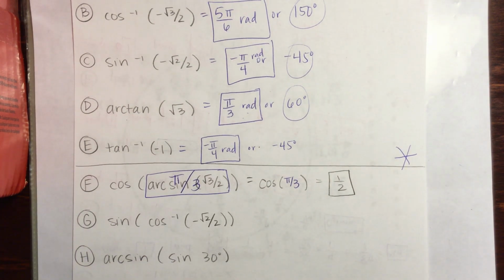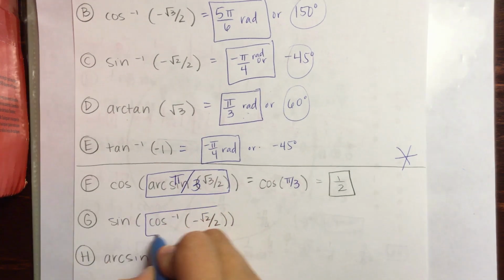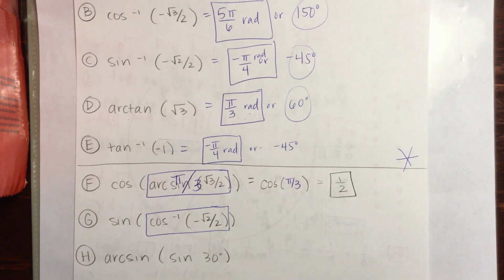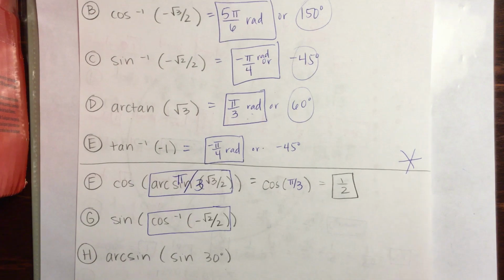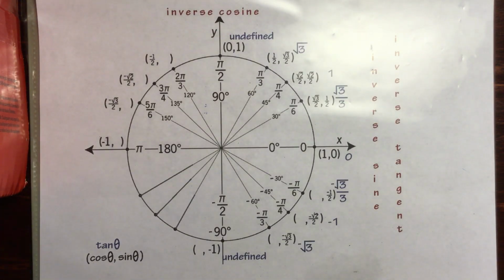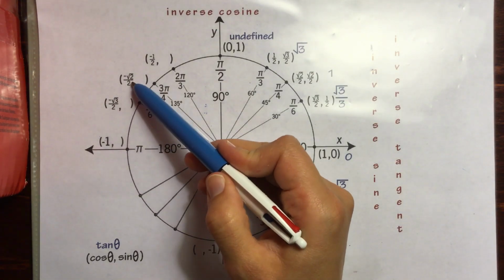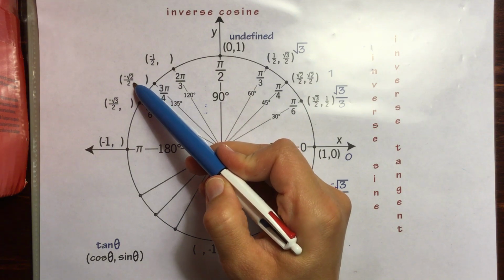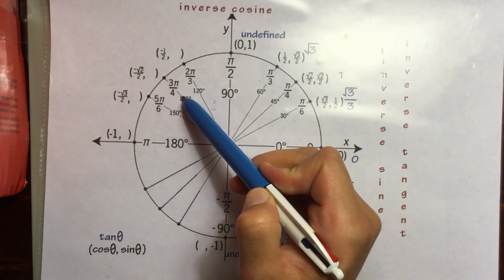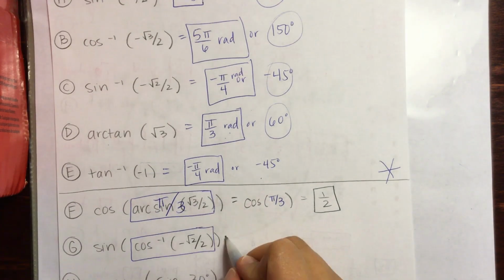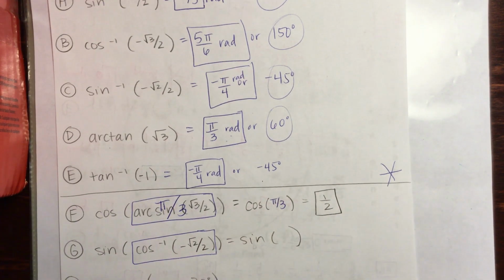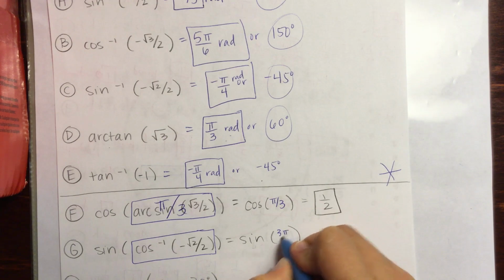Let's do a couple more examples of that. So work from the inside out. All right, so I'm giving you inverse cosine of negative square root 2 over 2. Inverse cosine is across the top, so look for negative square root 2 over 2 in the x piece. And that angle, or where that occurs, is at 3 pi over 4. So this equals sine of 3 pi over 4.